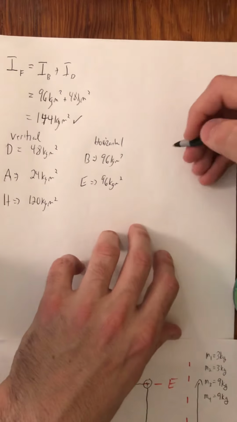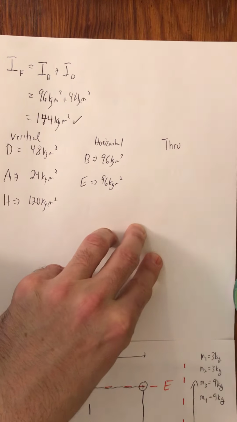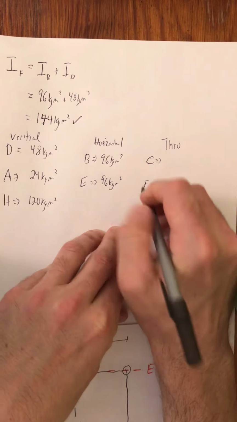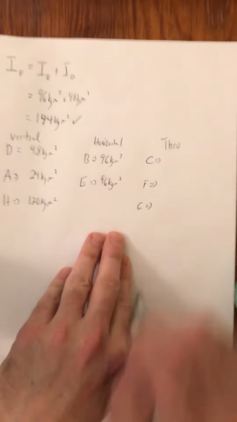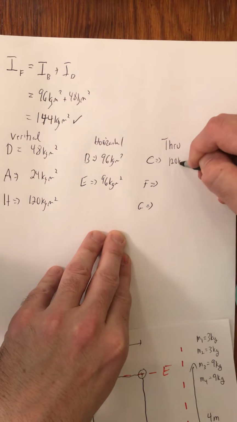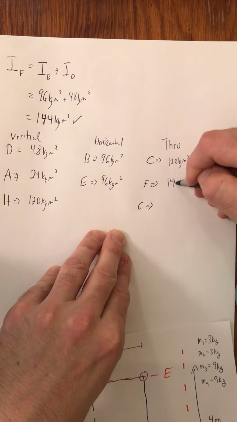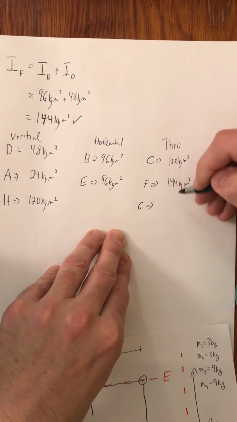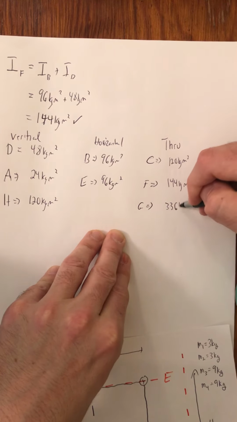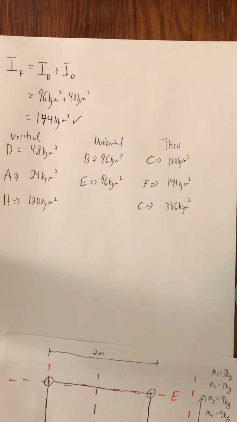Interesting. And then we have the ones through the plane. And that was C, F, and G. And so those were, C had a moment of inertia of 120 kilogram meters squared, F 144 kilogram meters squared, and G is 336 kilogram meters squared. So there's got to be some patterns there.